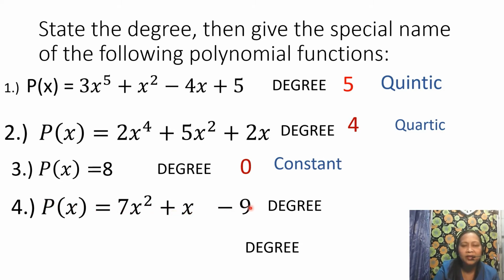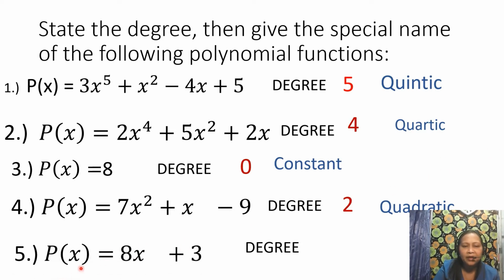What is the degree? So look at the exponent here. The highest exponent is 2. So therefore the degree is 2. And that is quadratic. And the last example is P of x is equal to 8x plus 3. What is the exponent of x here? 1. So therefore the degree is 1. And what is the special name if the degree is 1? That is linear.